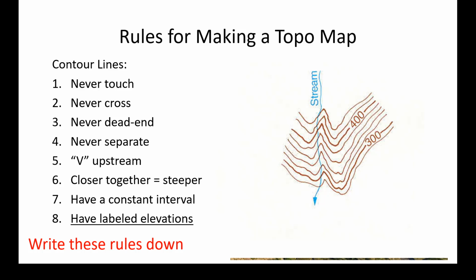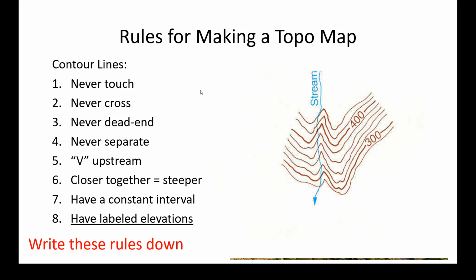So contour lines also never separate. If a contour line would separate, that typically means there's an elevation you're not paying attention to. So in a functional topographic map, you never really see that. So that's something to keep in mind as we construct these.